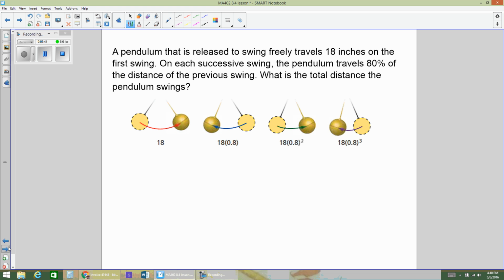Okay, a pendulum that is released to swing freely travels 18 inches on its first swing. On each successive swing, the pendulum travels 80% of the distance of the previous swing. What is the total distance the pendulum swings? Okay, so what they've just done is they've told us that the first term is 18, and the common ratio is 0.8. So if we want the total distance, that means we want a sum. So I'm going to do 18 divided by 1 minus that common ratio. And in my calculator, I got it. It would be 90, and this problem is talking inches.